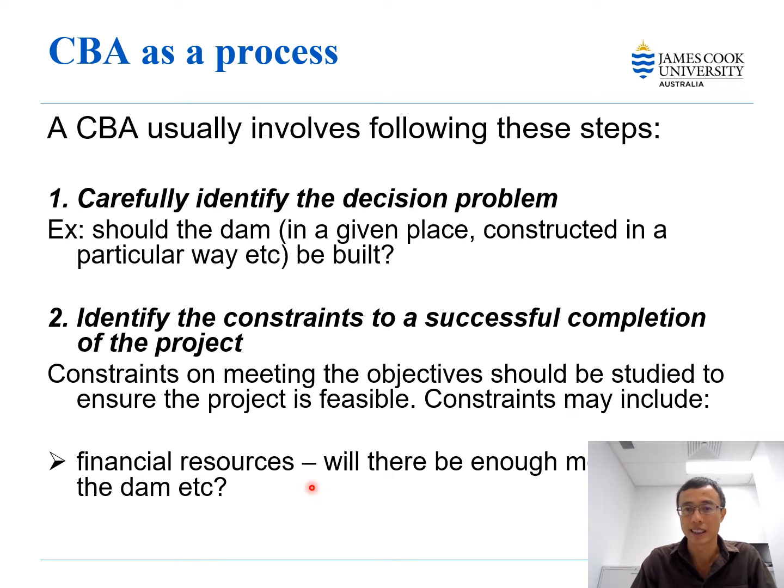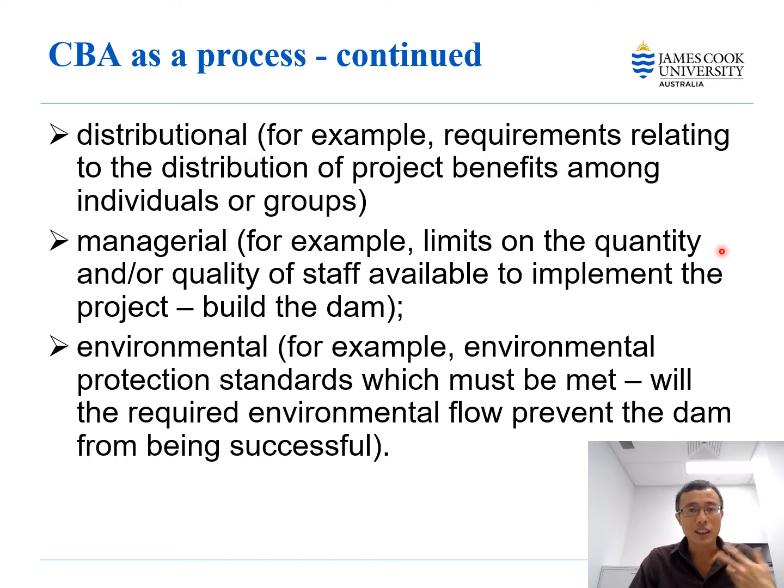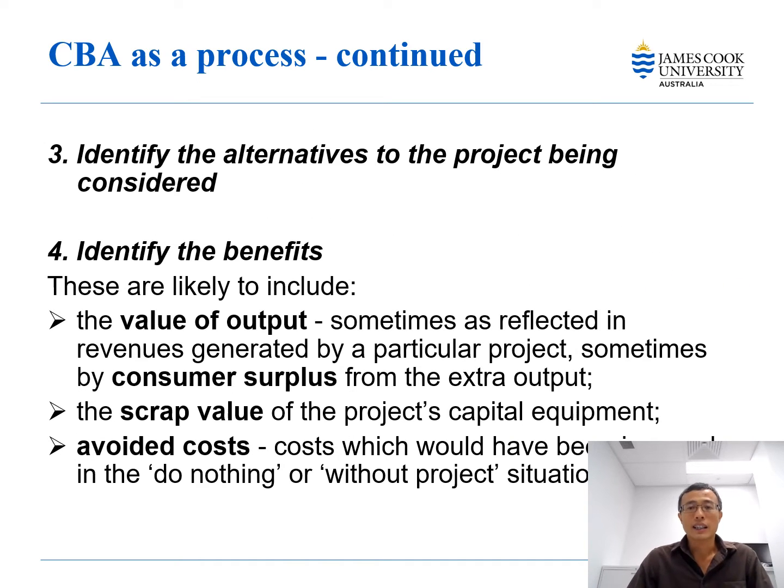debt, bond, etc. It could be distribution. For example, whether there's requirements relating to the distribution of project benefits among individuals or groups. It could be managerial. For example, there could be limits on quantity or quality of staff available to implement the project. It could be environmental. For example, we need to ensure the project meets the environmental protection standards. Okay, that's step two. Be clear about the constraints that you are faced with in this project.